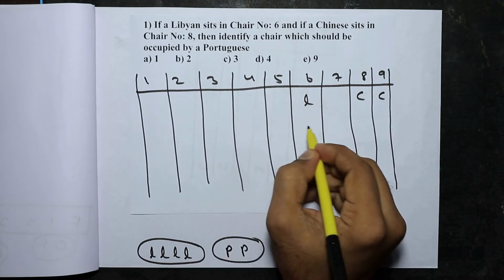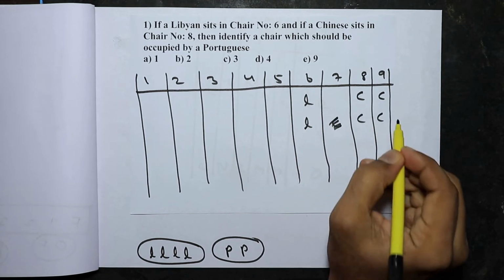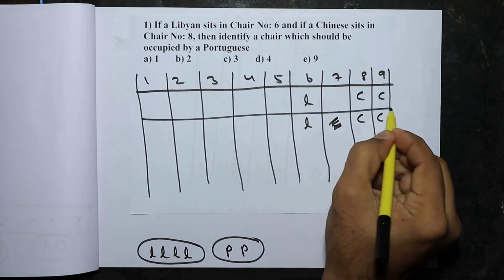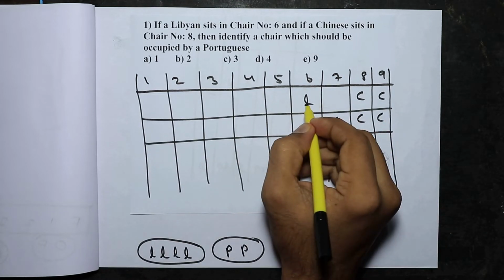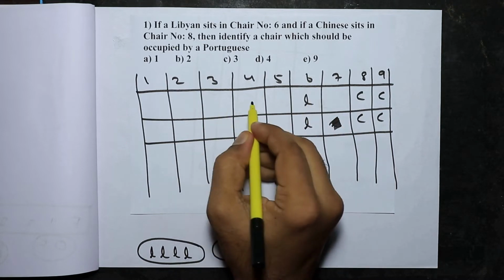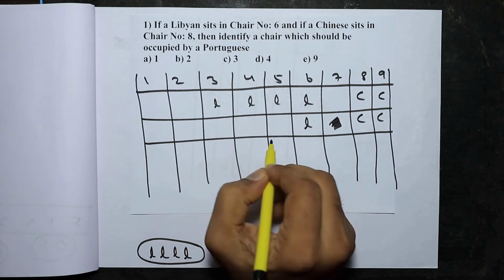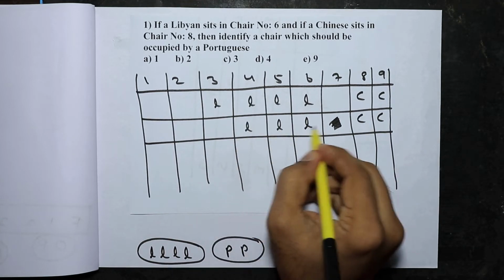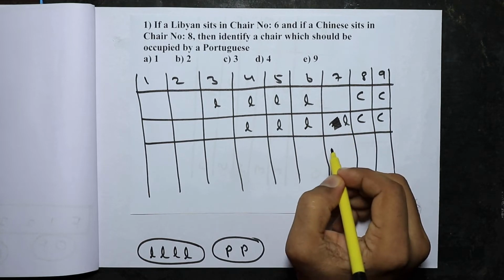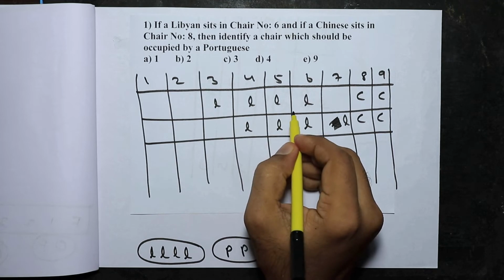I'll just mark one more arrangement. One possible arrangement for the L's is 3, 4, 5 and 6. The other arrangement is 4, 5, 6 and 7, and this is also L. Now these 2 arrangements are there. Now let us look at these 2 arrangements.